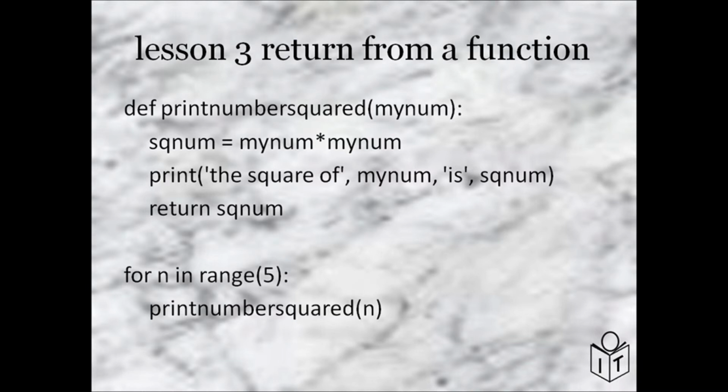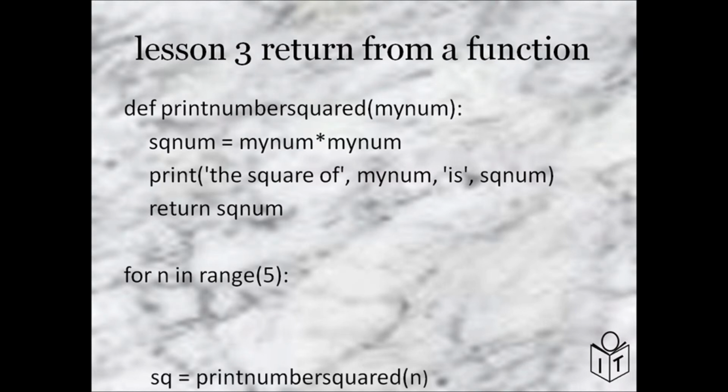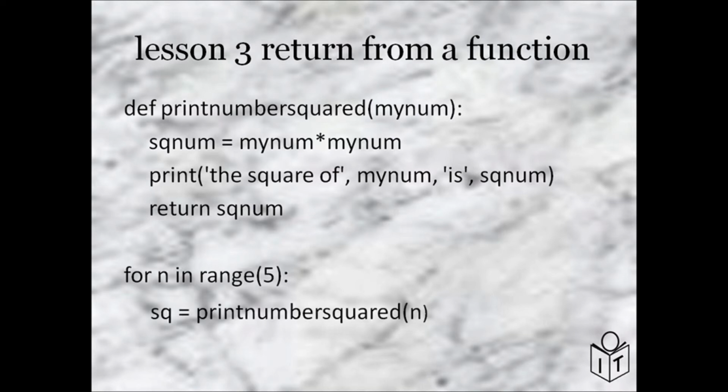So when we call the function, remember we have to have something the same as what we're returning. So in this example we create a new variable, a new thing, which is sq, which is short for square number.